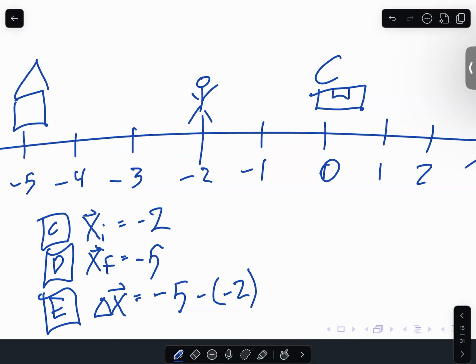Okay, so a significant number of people are subtracting incorrectly. Let me remind you that -5 minus -2 and -5 minus 2 are very different numbers. What's -5 minus 2? -7. -5 minus -2 cannot also be -7. If I subtract a negative, that's the same thing as adding it. -5 plus 2. -3 units, whatever the units of measurement are here, is the correct answer for E.